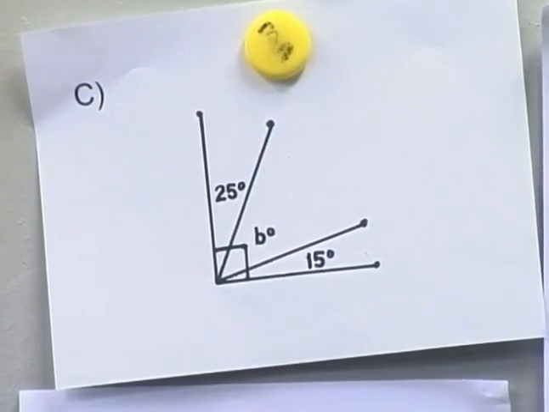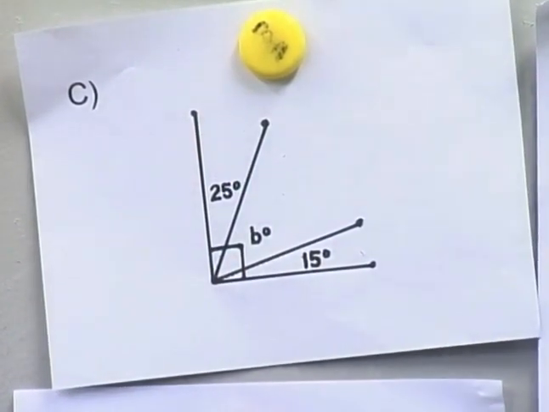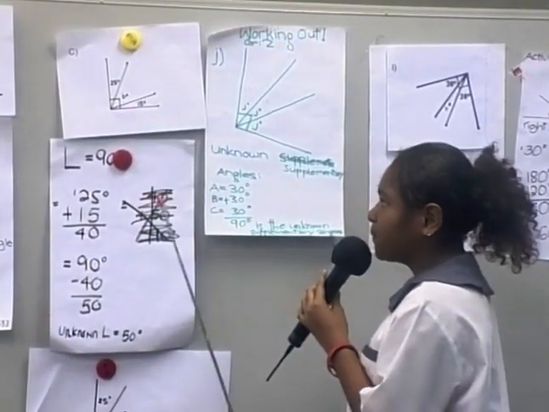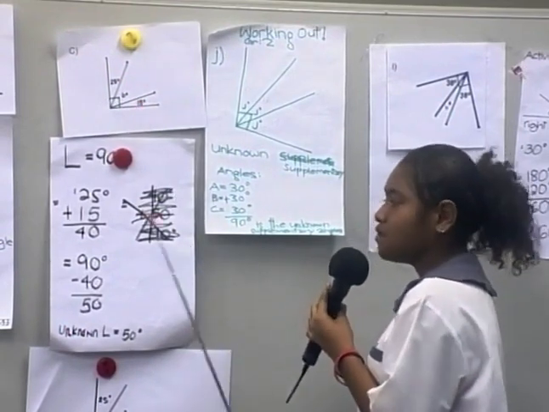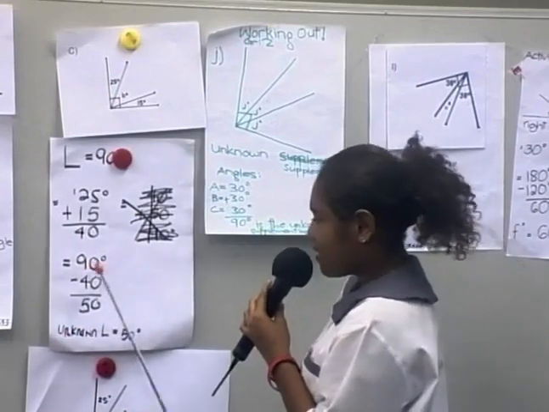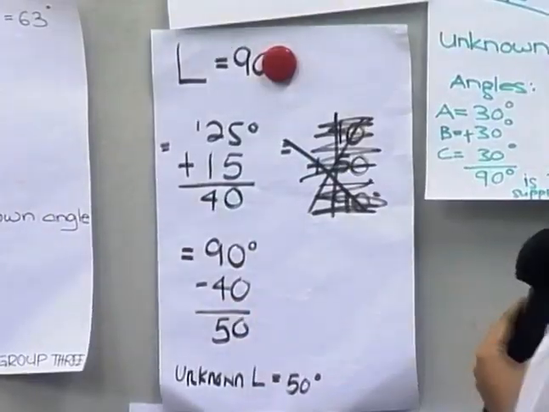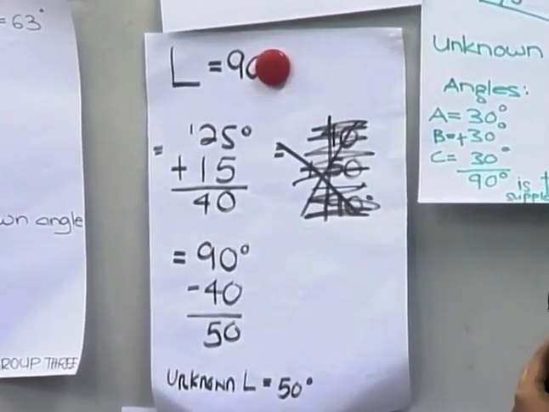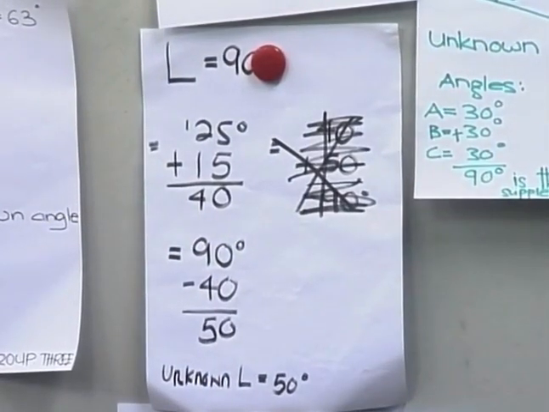Let us see group number 3. This is how we got our answer. First, we looked at the angle, which is a right angle. So the angle is equal to 90 degrees. Then we had 25 degrees and 15 degrees, which gave us 40 degrees. So to find the unknown angle, we subtracted 40 degrees from 90 degrees, which gave us 50 degrees. So our unknown angle is 50 degrees. So 25 plus 50 plus 15 gives us 90 degrees. Very good.